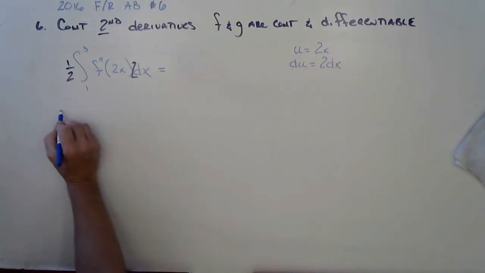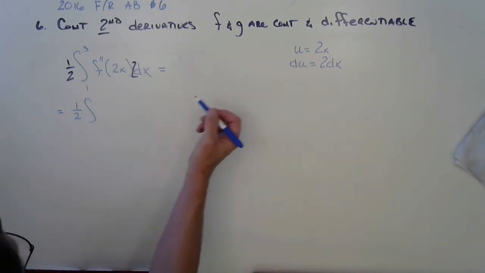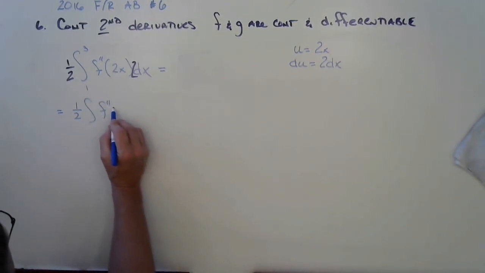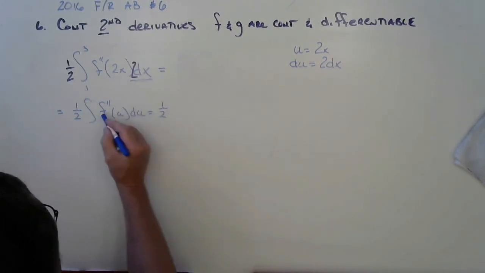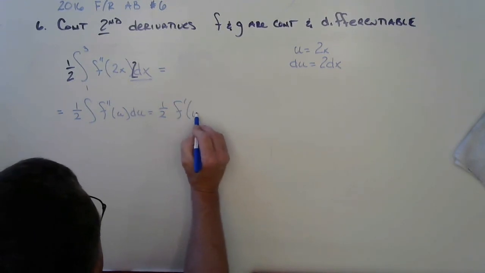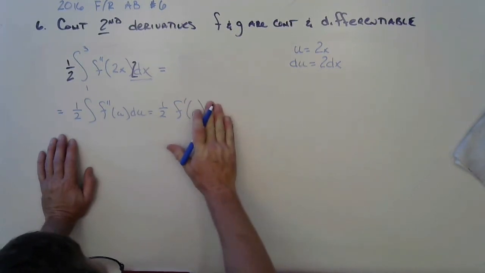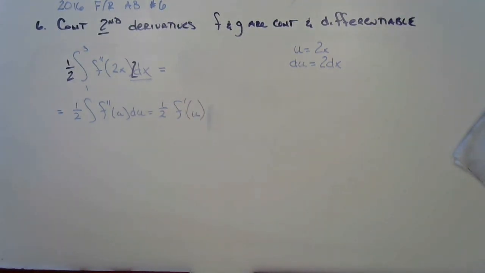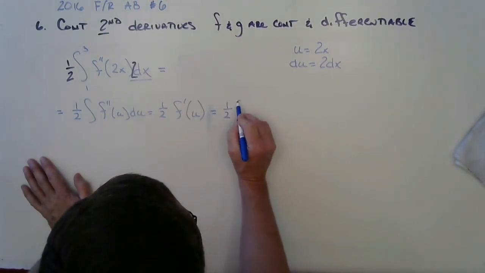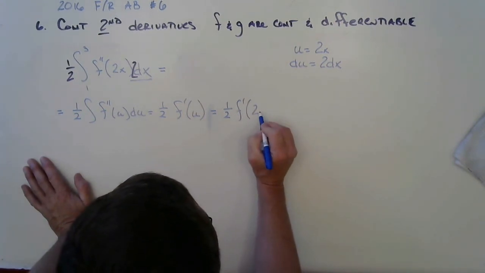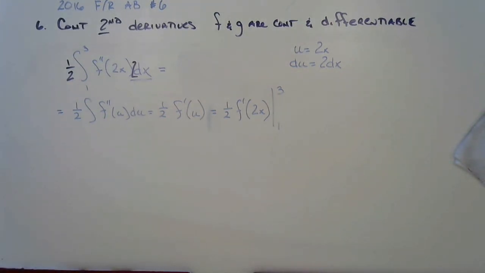Now look what you got. 1/2 the integral. I'm not going to put the bounds because I'm about to make this a u integral. f double prime of u du, which is 1/2. The integral of f double prime is f prime of u. That du is gone because we integrated. Right? So what do we have? Well, we put back in u, we get 1/2 f prime of 2x. And now that x is back, our bounds come back.